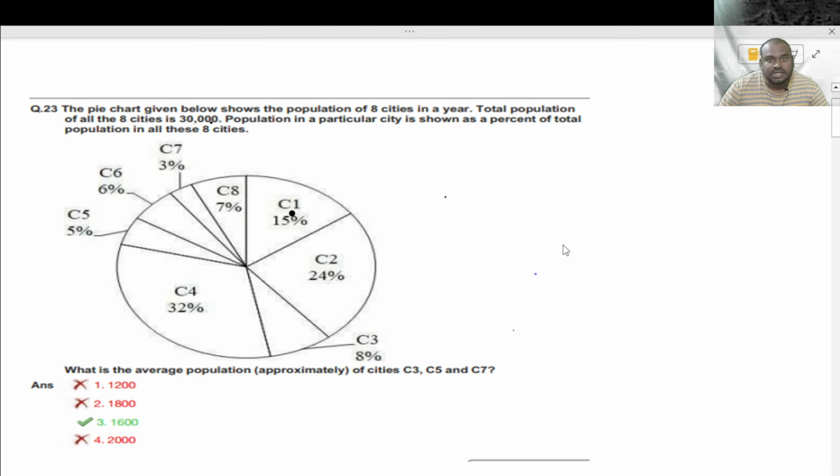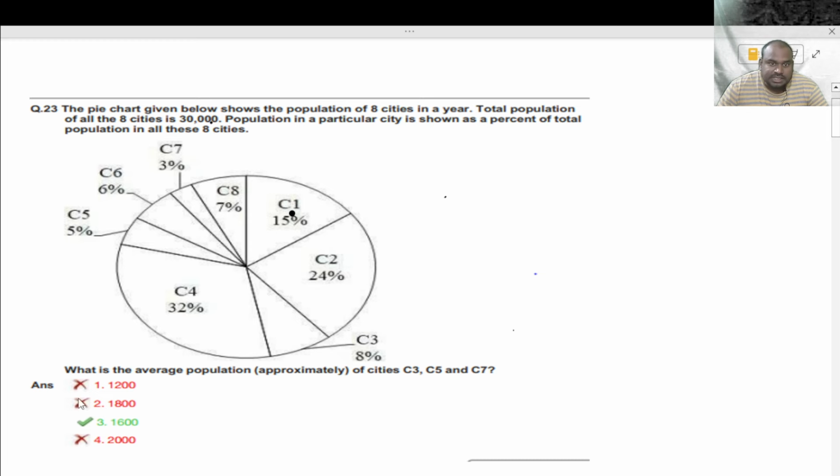The pie chart given below shows the population of eight cities in a year. So the populations of eight different cities are given in a particular year. The total population of all those eight cities is 30,000. The population in a particular city is shown as a percentage of the total population in all these eight cities. See, he has given 30,000. He has divided 30,000 into eight parts, and those eight parts are nothing but the populations of the eight different cities.